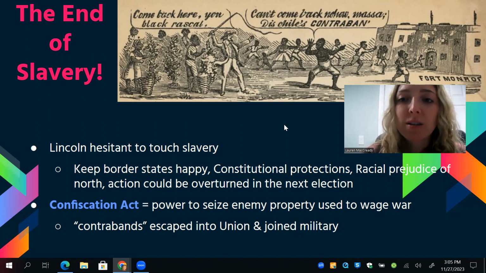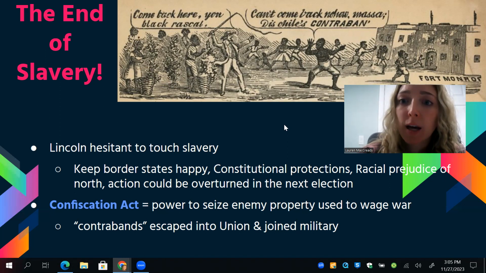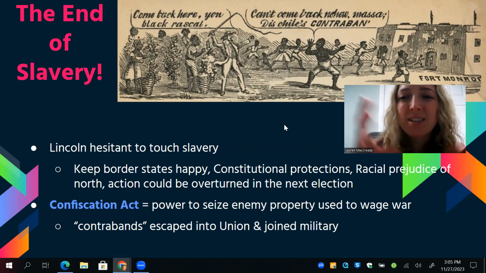All those racial prejudices that we talked about of the North, and how they didn't want to abolish it, they just wanted to limit its expansion. He feels that it would anger a lot of Northerners if he abolished it. And what if I did abolish it and then it's overturned in the next election? What would that say about the power of the presidency? And all that political stuff that is surrounding the power struggle. He just doesn't want to touch it right now.